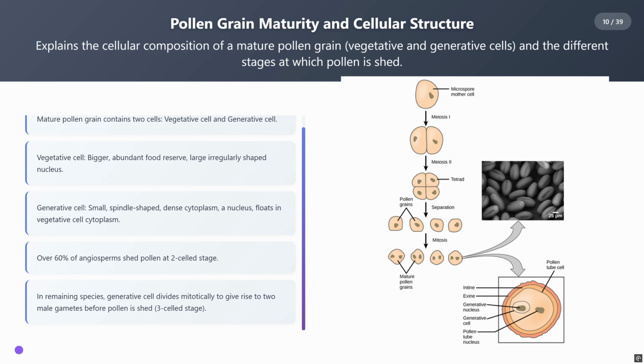Okay. Now, here's a key point, especially for NEET prep. In over 60% of angiosperms, pollen grains are shed at this two-celled stage with one vegetative and one generative cell. Ah, okay, 60%. But in the remaining species, that generative cell divides again, by mitosis this time, to form two male gametes before the pollen grain is even released. So in those plants, the pollen is shed at a three-celled stage. That's definitely an important detail to remember, two-celled versus three-celled stage.